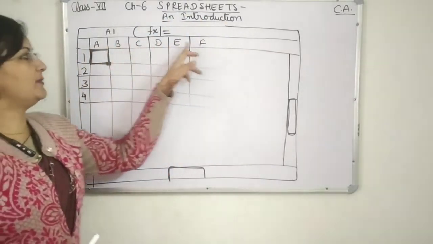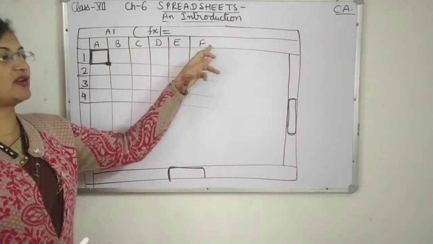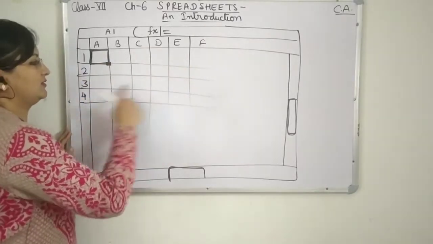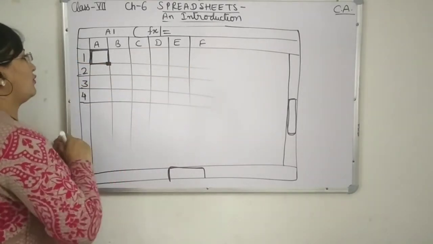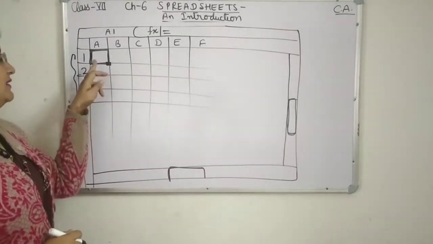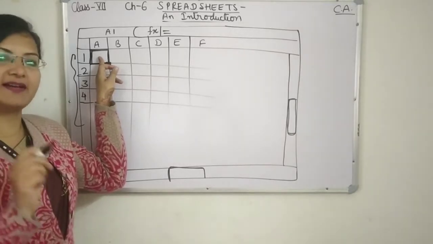Students, these are column letters. A, B, C, D, all these are column letters. These are columns. These are rows, and these are row numbers. Then this is the active cell, or we can also say current cell.